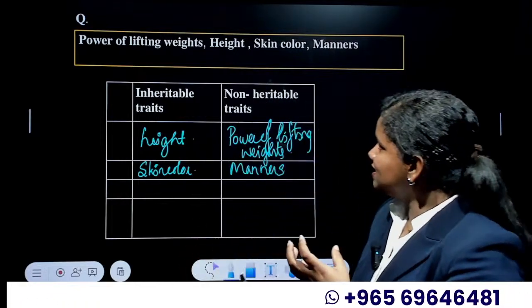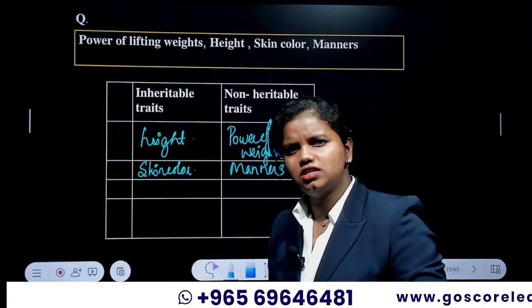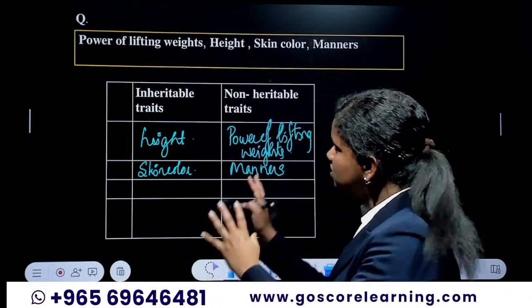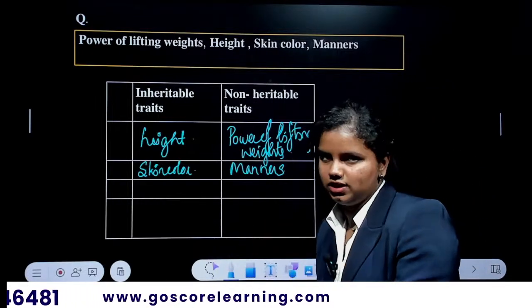So you have to say that manners, some skills, maybe some dancing skills, singing skills, these all you can acquire. So these all are examples of acquired traits.